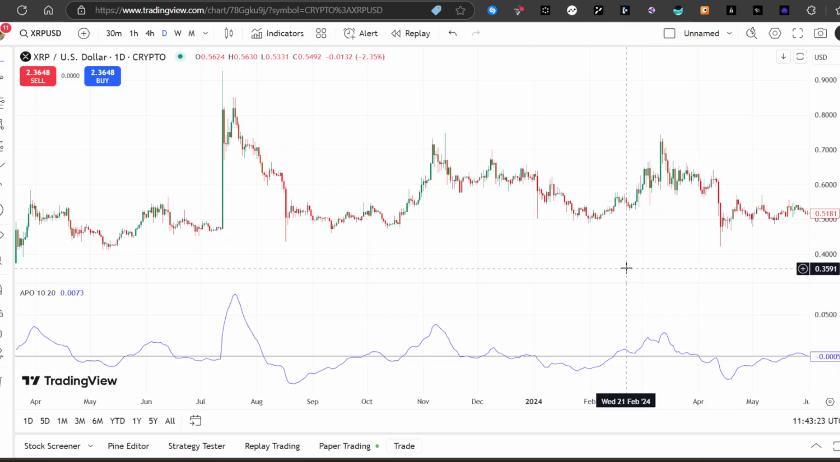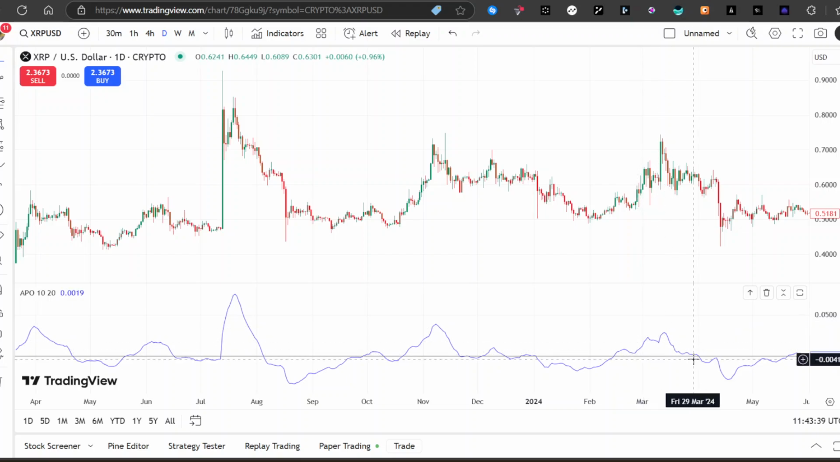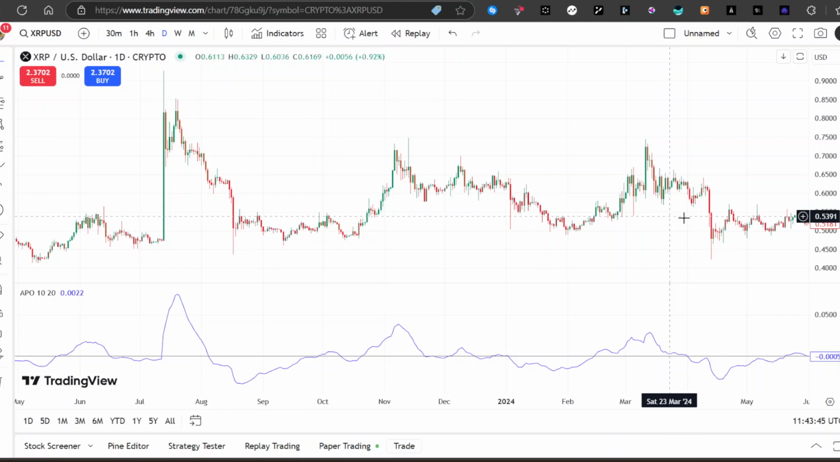Okay, the idea behind the APO is to help you spot trends and momentum shifts by comparing the behavior of two different moving averages. Now, the APO gives you insights into whether momentum is increasing or decreasing, which is crucial for determining if a trend is gaining strength or if it's starting to fizzle out.